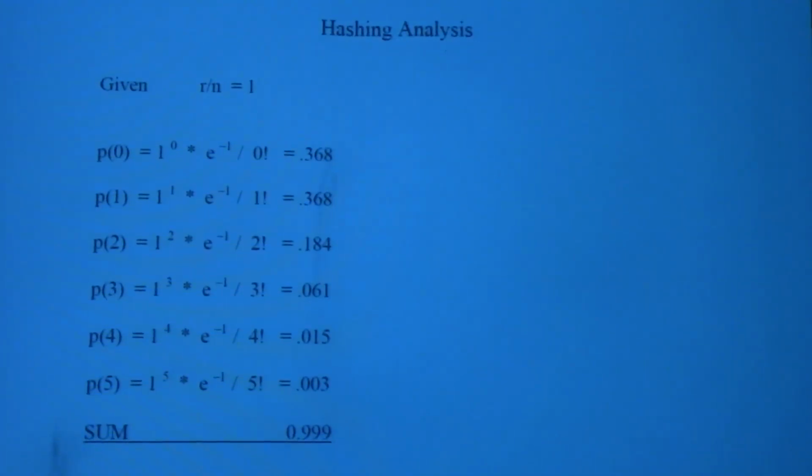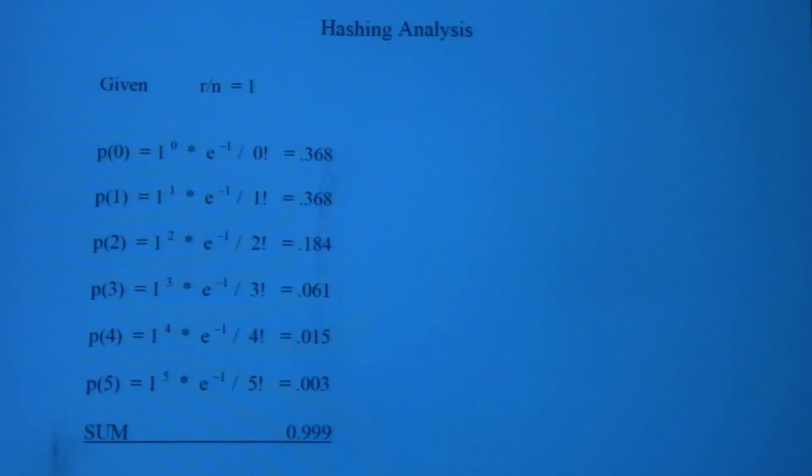Okay, what is the packing density here? 100%. So 100% means that we have 10,000 slots, 10,000 records, the same number of records as slots. Look at this: this is (r over n) to the k, e to the minus lambda over k factorial, and the value of k is the parameter here. So this tells you that we are expecting 36.8% of the slots to have 0 records hashing to them.